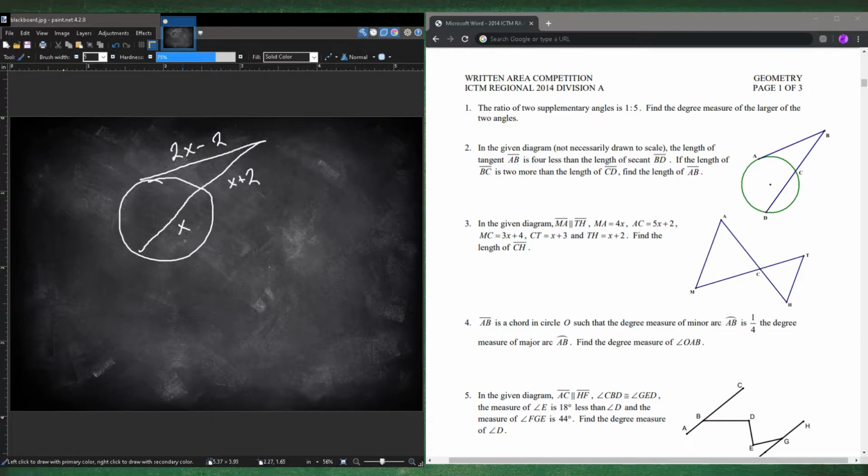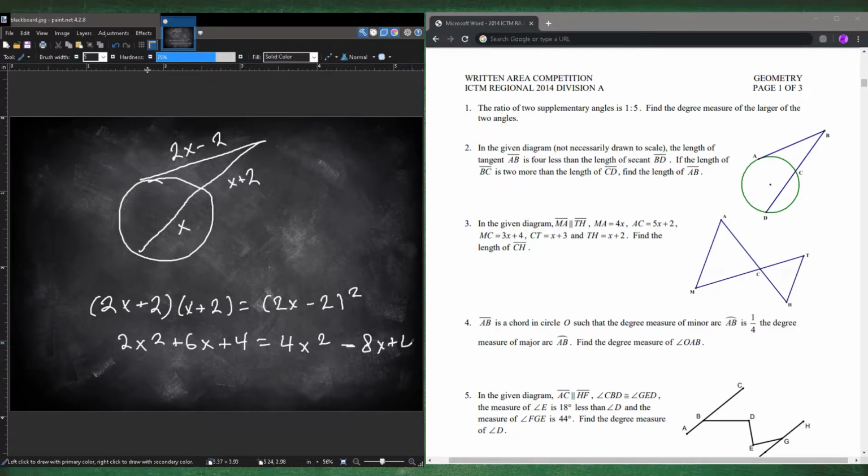So this is an inscribed angles and lines question. Basically, the property is that the entire length, which is 2x plus 2, times the part outside, which is x plus 2, is equal to the tangent one squared. So it's 2x minus 2 squared. This is 2x squared, that's 4, that's 2, that's 6, that's plus 4. And this is 4x squared minus 4 minus 8x plus 4.